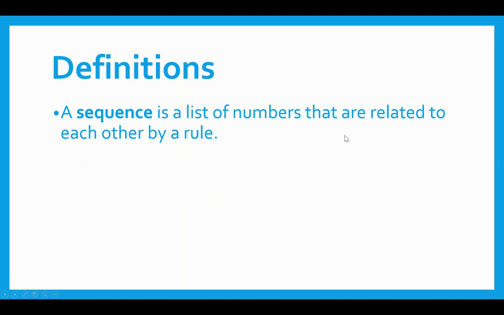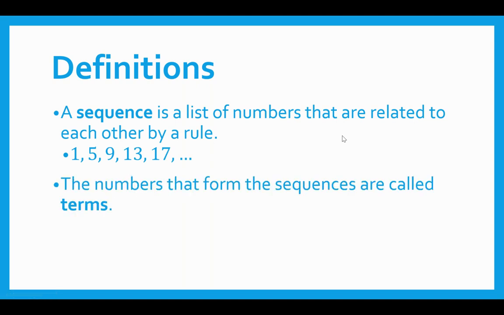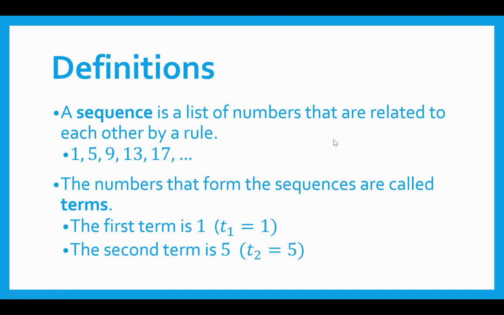A sequence is a list of numbers that are related to each other by some kind of a rule. Here's one example: 1, 5, 9, 13, 17. The numbers that form the sequence are called terms. So here are the first 5 terms of the sequence. And we would call this first term T1, which is 1, and second term T2, which is 5, etc., etc.